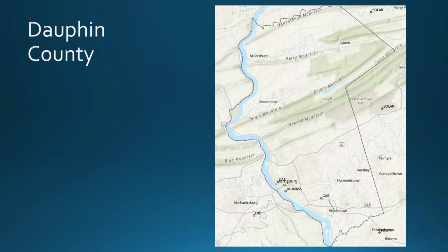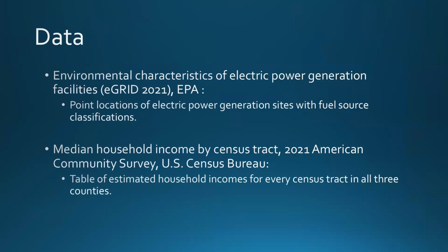The EPA in the past has used 3 miles, but when there's specific concerns about air quality, 3 miles is not a barrier for some air emissions to impact the community and their air quality readings. So far, I have the eGRID electric power generation facilities data from the EPA, with mainly the discrepancy of which fuel source for each electricity generation site, which I will be able to classify and separate. And the American Community Survey estimates for median household income per census tract for all 3 counties.